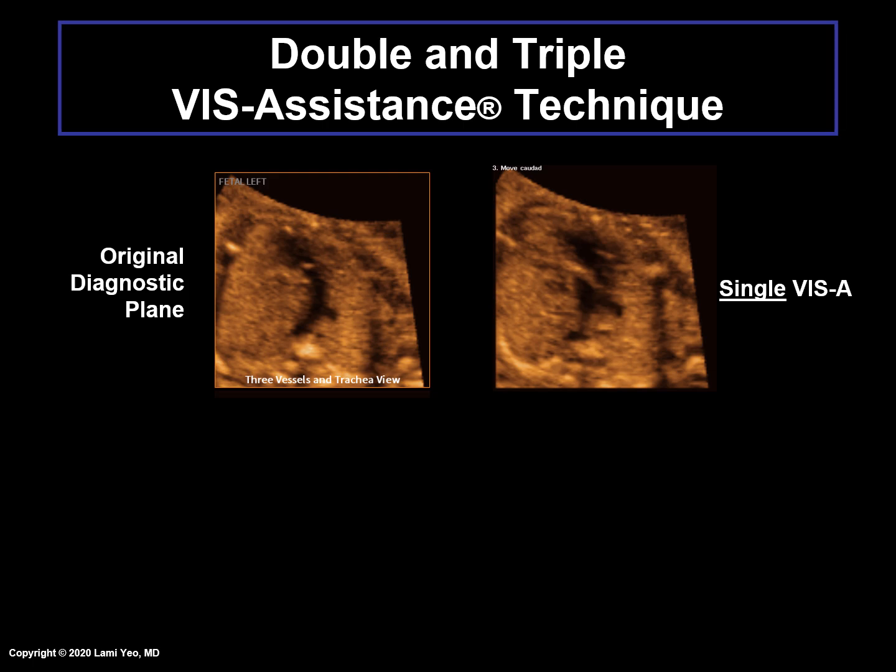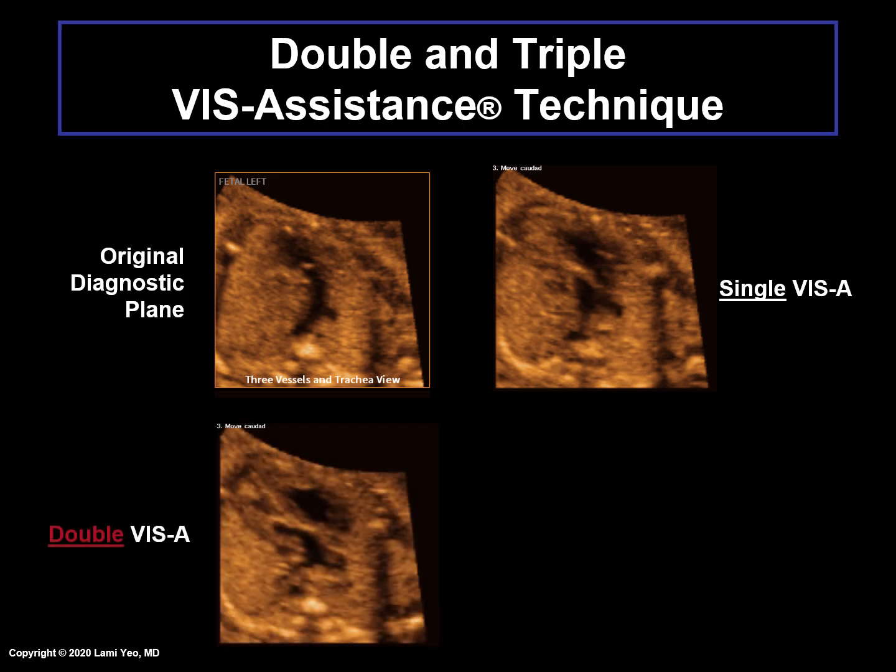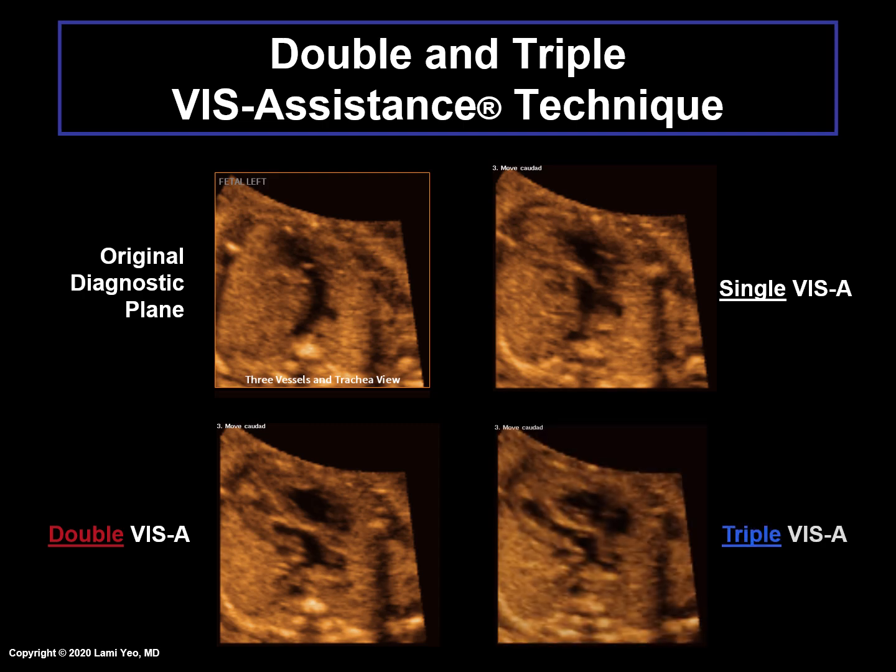However, to characterize this vessel further, double VISA was performed. It is now evident that the vessel exits from the left ventricle and also bifurcates, confirming this is the pulmonary artery. To improve the image further, triple VISA is activated. The pulmonary artery is clearly identified exiting from the left ventricle, thus confirming the diagnosis of transposition of the great vessels.